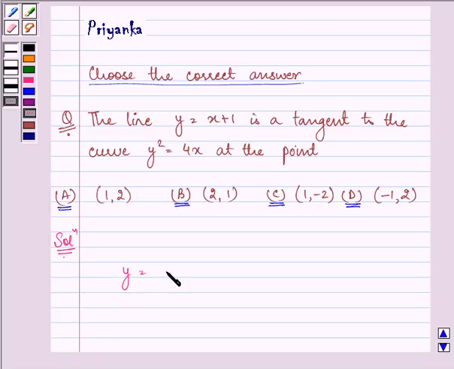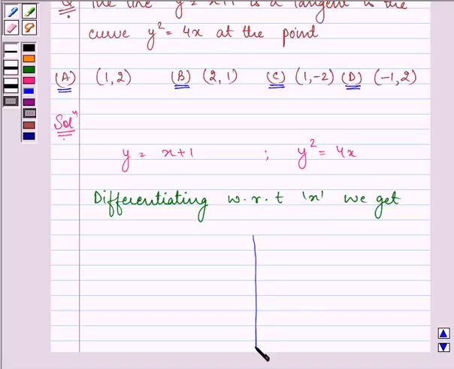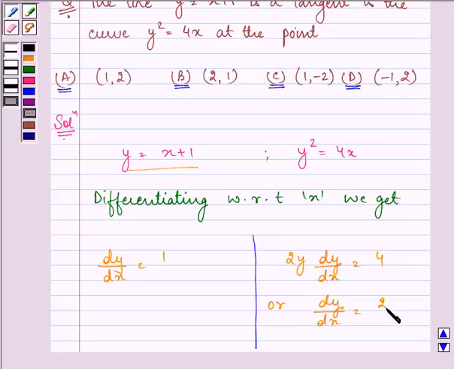Now here we are given the line as y is equal to x plus 1 and the curve as y square is equal to 4x. On differentiating the equation of the line and the curve with respect to x, we get dy by dx is equal to 1 for the equation of the line, and here we have 2y dy by dx equal to 4, or we have dy by dx equal to 2 upon y.